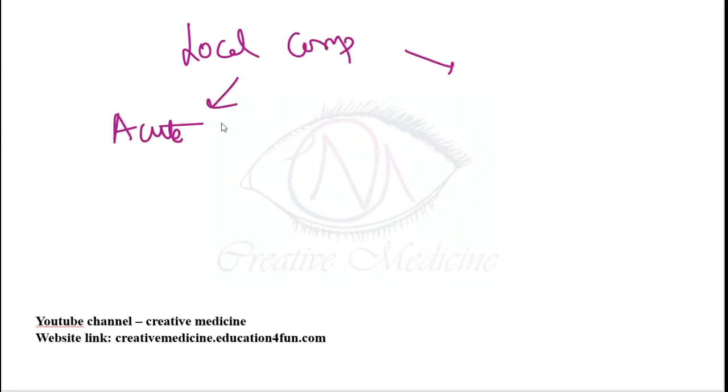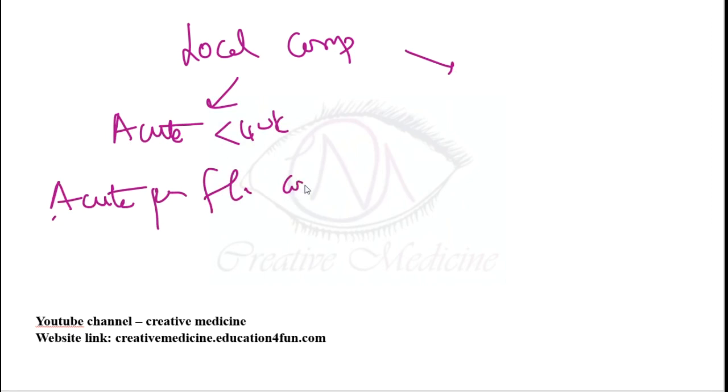Then what about the complications? First we have local complications of acute pancreatitis. In the acute stage, that is less than 4 weeks, we have acute pancreatic fluid collection and also acute pancreatic necrotic collection. These are seen in acute cases.